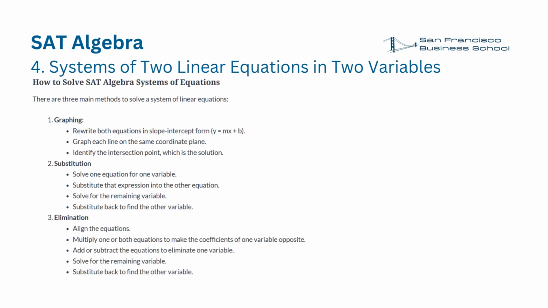3. Elimination. Align the equations. Multiply one or both equations to make the coefficients of one variable opposite. Add or subtract the equations to eliminate one variable. Solve for the remaining variable. Substitute back to find the other variable.